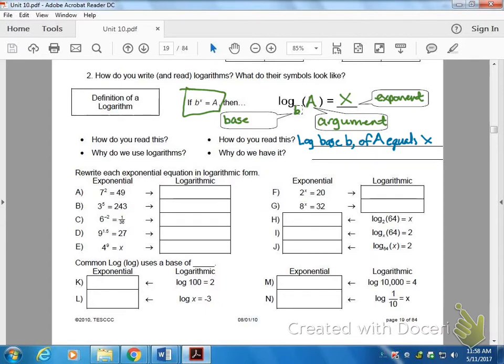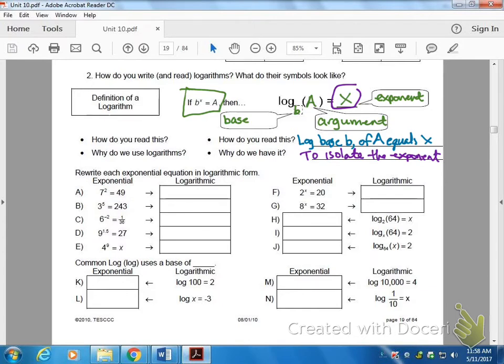And the whole reason we have the logs is so you notice over here, the x is the only one on the right side of the equation. So we use logs to isolate the x, or the power. And once we do this, we have many, many uses for our log function. All right, so let's take a look at some examples of rewriting our exponential equation into that log form.